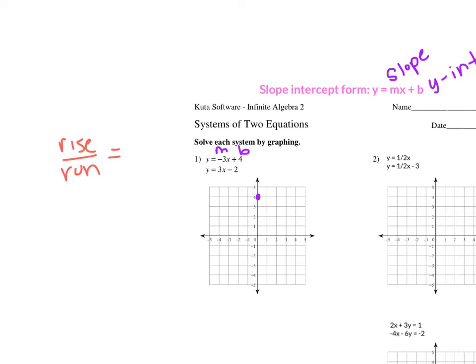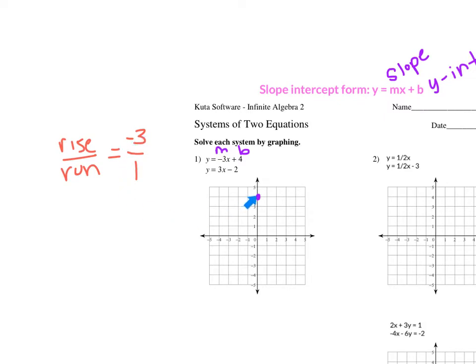So when we look at slope, we have to have a rise over run. Right now my slope is just negative 3. So I'm going to turn it into a fraction by making it negative 3 over 1. And you can do that with any whole number. So now I know how much I'm going to rise and how much I'm going to run.